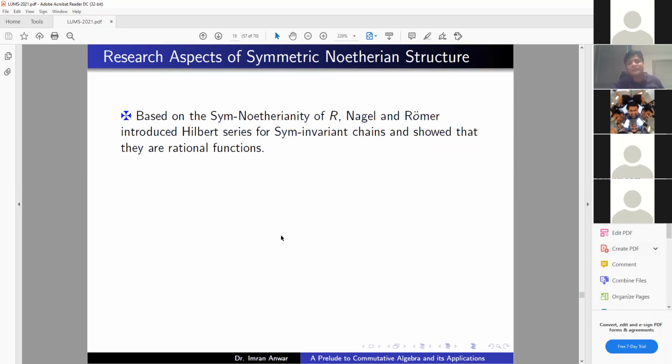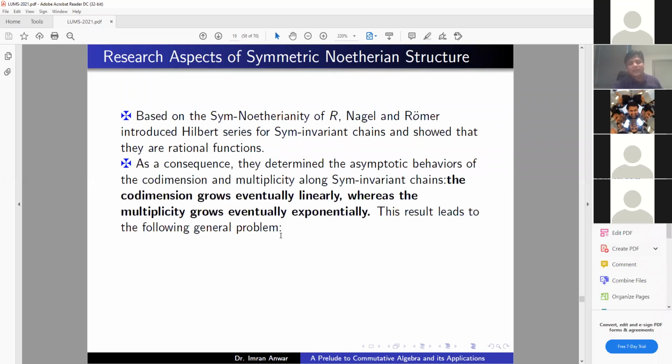So they introduced the Sym-invariant chain structure Hilbert series for these kinds of ideals and showed that they are rational functions. In other words, they proved the famous Hilbert-Serre theorem version for this particular case. This is the exact statement of Hilbert-Serre if one takes the Sym case here. So they proved the similar result for Sym-invariant chains of ideals. As a consequence, they determined the asymptotic behavior of codimension and multiplicity, because these terminologies, particularly multiplicity and codimension, are based on the rational form of the Hilbert series. Once they fix this, one can talk about these two algebraic invariants.